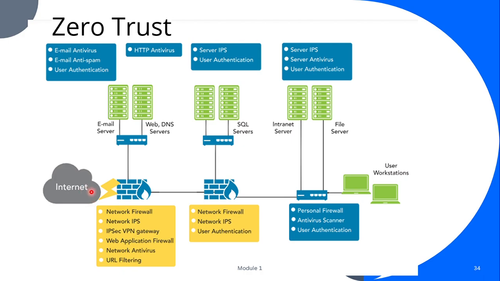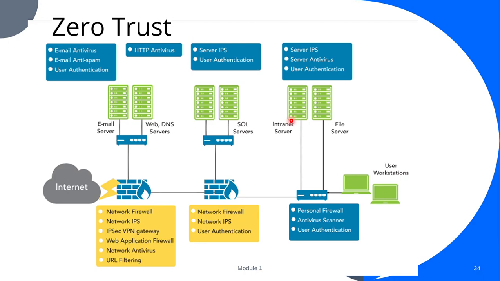So this is an image of a zero trust system. You have email antivirus, email anti-spam, user authentication, HTTP antivirus. Whatever you are going to do will be subject to tests at each level that it gets to. So your personal firewall will check it. You have your network firewall, you have your IP address, you have user authentication. When you are trying to move from here to your file server, you have to authenticate. All these security measures will be applied.